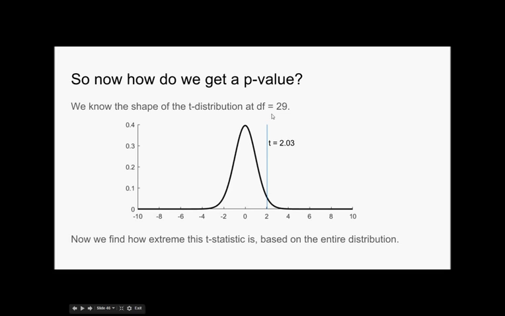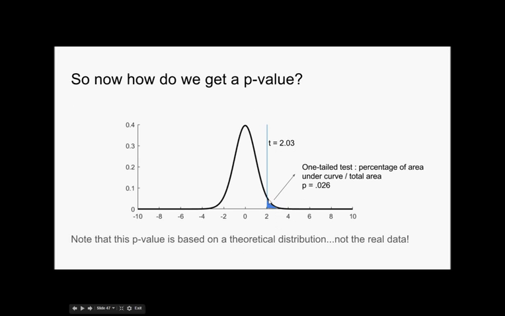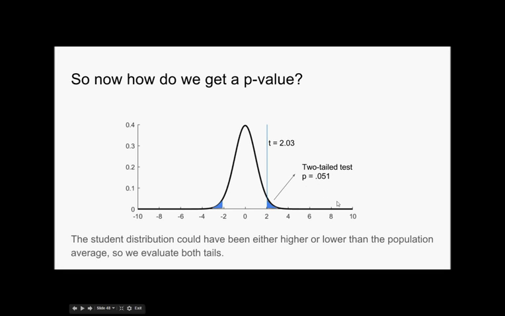So here I've just selected out the t-distribution for a value of 29 degrees of freedom, and here's our test statistic, which is 2.03. We want to know how extreme this test statistic is based on this distribution. So basically, we just find the number of samples that would be in this tail of the distribution and compare it to the rest of the area under the curve here. And this is just a one-tailed t-test because we're just looking at the right tail of the distribution, comparing it to the entire left side of the distribution. So when we do the one-tailed test, the p-value is 0.026.